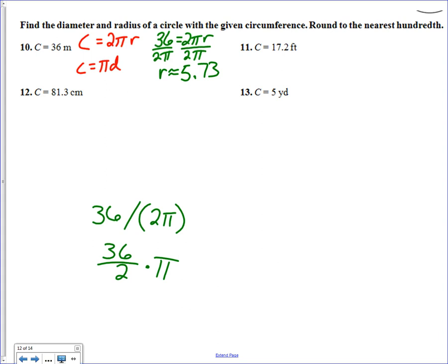All right? And if we're looking at the diameter, then we have 36 equals pi d. All we have to do is divide both sides by pi. 36 divided by pi gives us about 11.46 to the nearest hundredth. We should probably go back and put on our units, and we have meters for both of those.